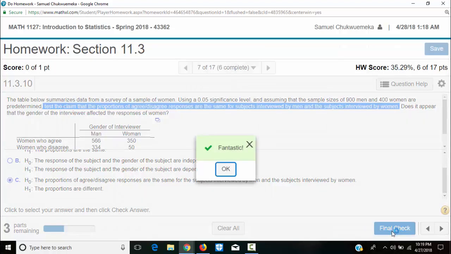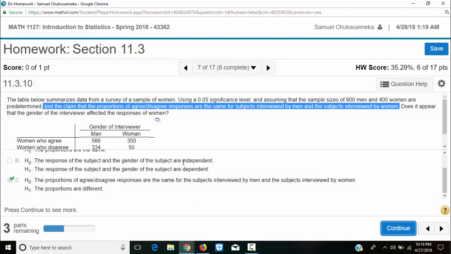Okay. So please, some people are confused by this, so don't be confused by it. Because some people will go and say it's B. No, this is what you're gonna be looking at. Test the claim that.